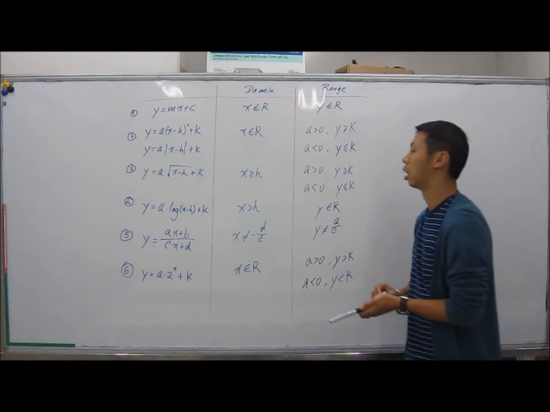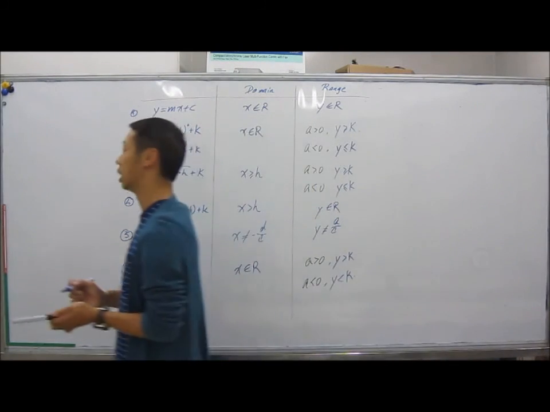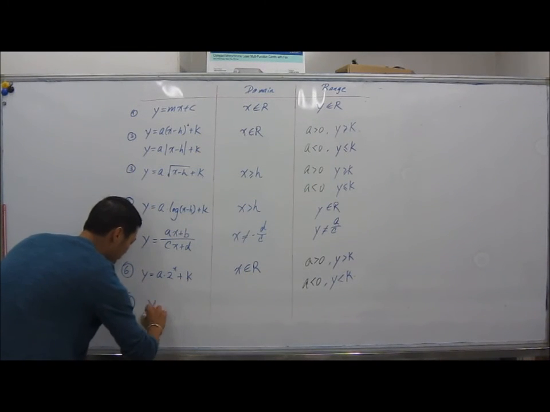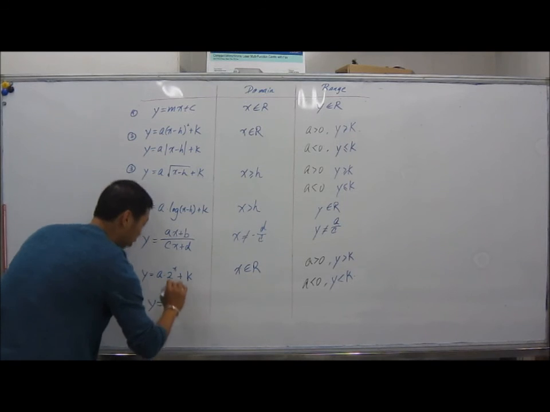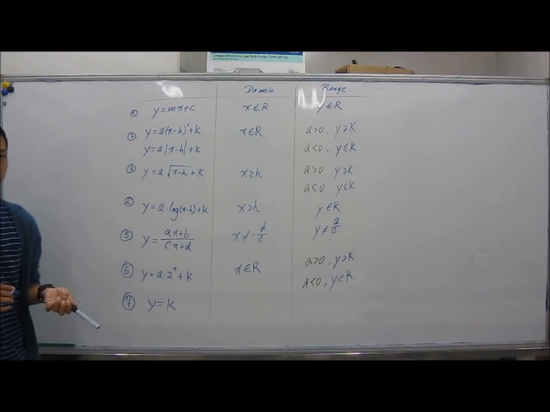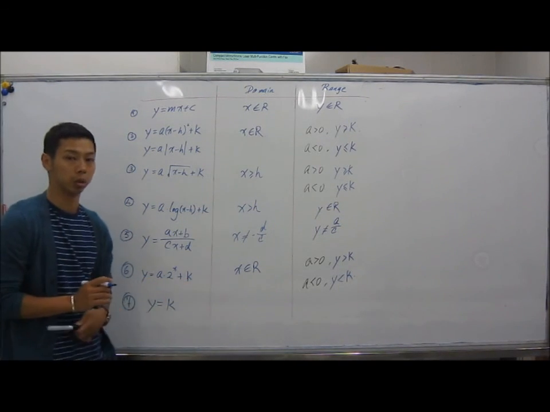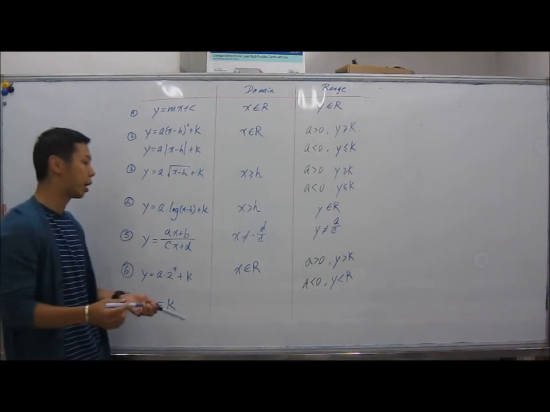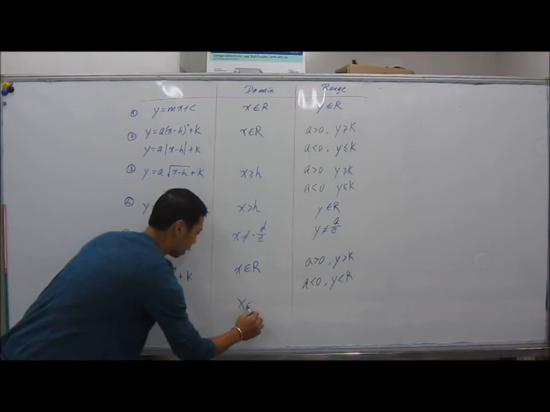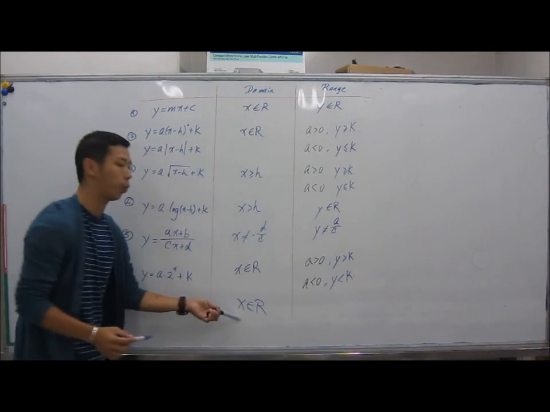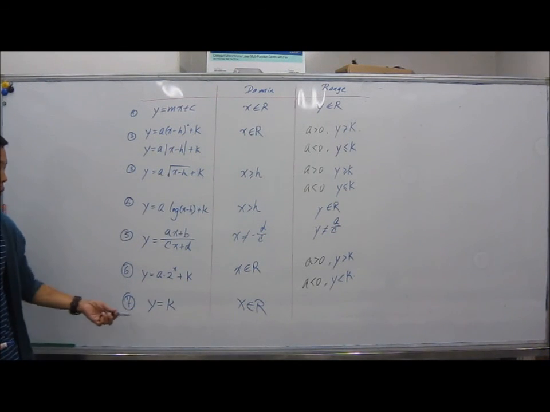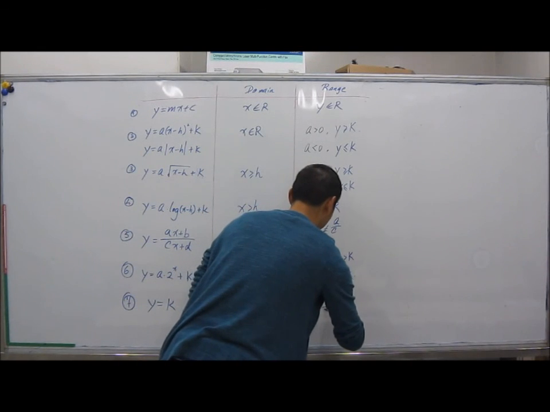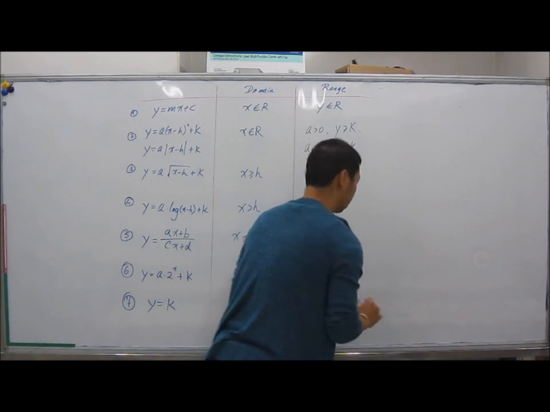Okay, for the last one, number 7, y equals a constant k. Then what is the domain? We don't have any x. Because we don't have any x, x can be all values. This one will not affect the result of the y. And the range is only equal to k.